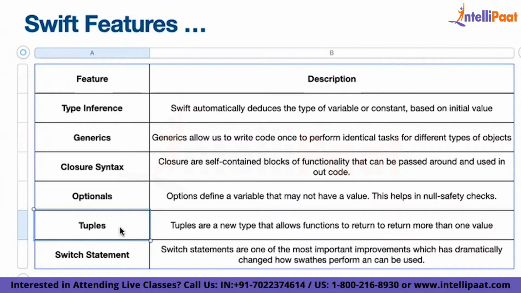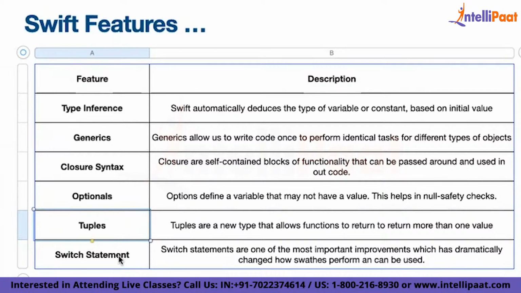But with tuples, what Swift gave us is a capability to return more than one value from the function. As of now, Swift is the only language which can return more than one value from a function. All other languages, they return just one value. But Swift can return multiple values with the use of tuples.